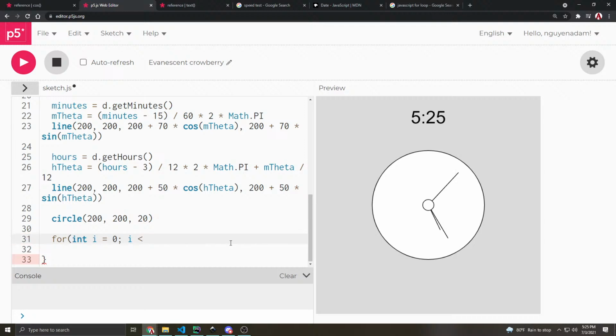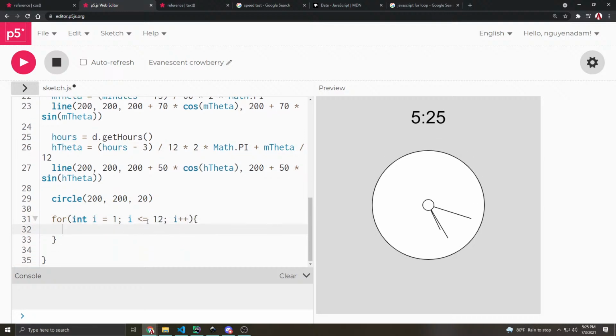Python's good. We'll start at 1, and then go up to 12, like that. Hopefully this works. And why don't we do text? So we want to print out the number, right? And we want to do it at a specific angle, which we could figure out. We can kind of copy this right here. We can call this angle.